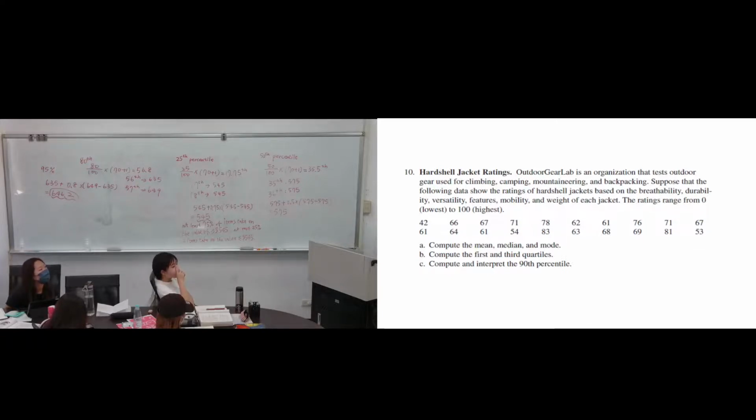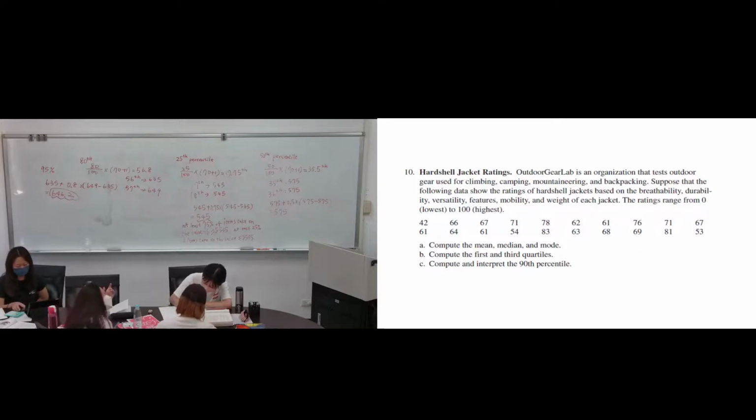Question A: let's find the mean, median, and mode. Question B: compute the first and the third quartile. The first quartile means the 25th percentile, and the third quartile means the 75th percentile. And then C: compute and interpret the 90th percentile. So let's work on that together.